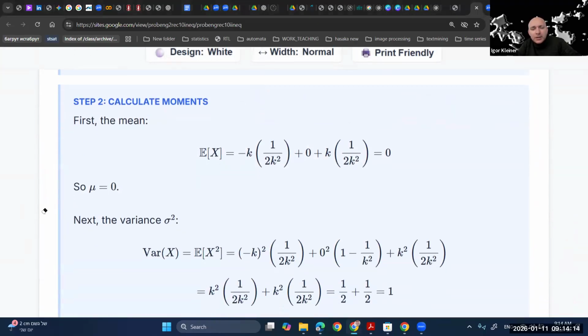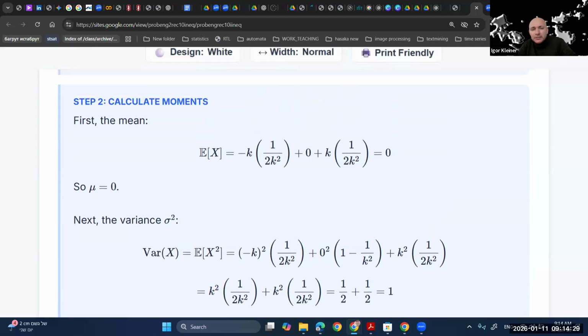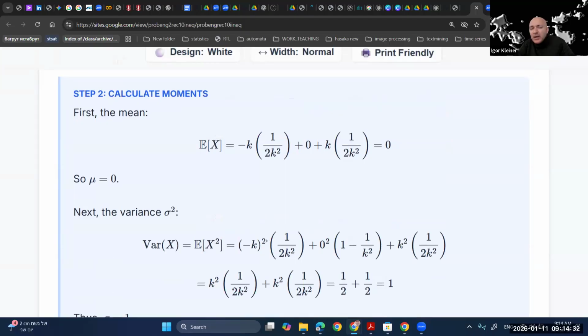Okay, let me explain it again. Look here: variance of x equals expected value of x squared minus the square of the expectation, which is 0 minus 0. Expected value of x squared equals minus k squared times probability that x equals minus k, plus 0 squared times probability x equals 0, plus k squared times probability x equals k. And all this stuff, squaring the k's and not the probabilities. Yes, only k.